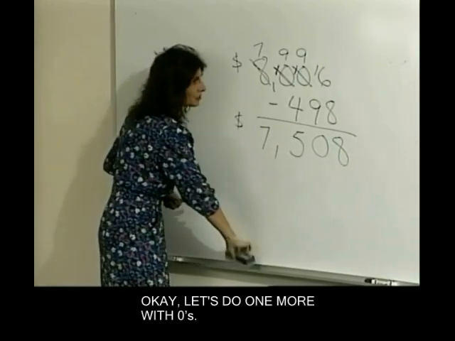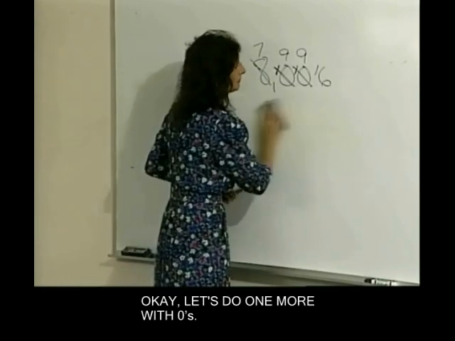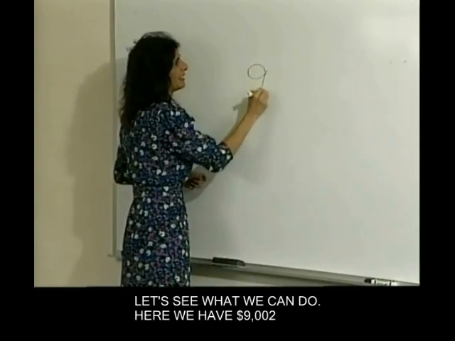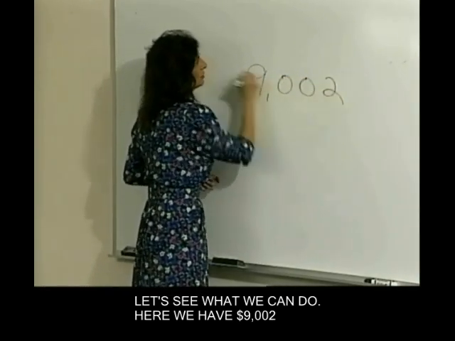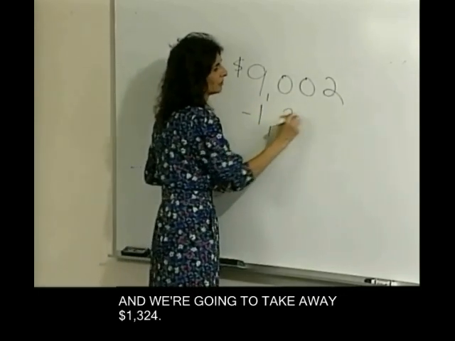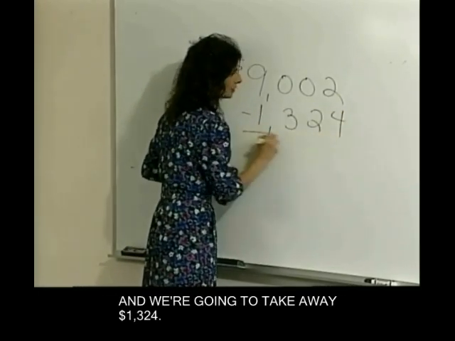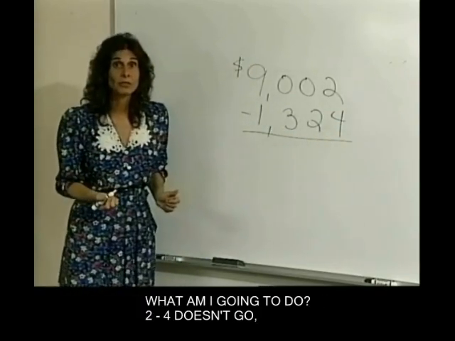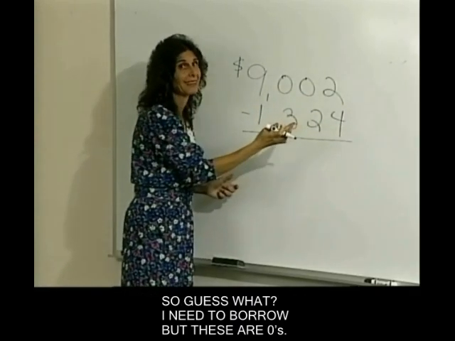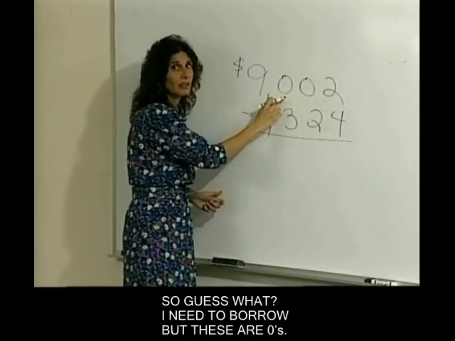Okay, let's do one more with zeros. Let's see what we can do. Here we have $9,002, and we're going to take away $1,324. What am I going to do? 2 minus 4 doesn't go. So guess what? I need to borrow, but these are zeros.